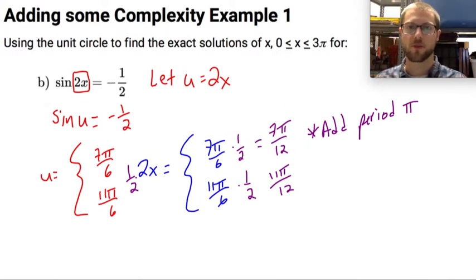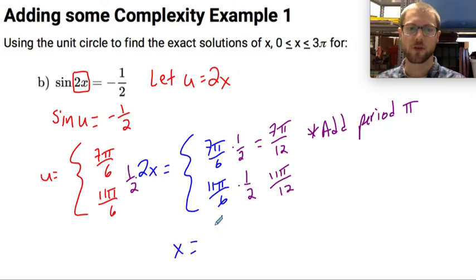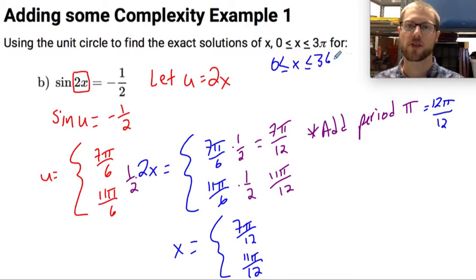So what I'll do then is hop down here, and I'm going to rewrite my two solutions, 7 pi over 12 and 11 pi over 12. And now let's add my period of pi. I'm going to just write this as 12 pi over 12, so I can start thinking with the same denominator. And you know what else I'll do too? Since I'm adding pi's over 12, I'm going to rewrite this domain restriction as 0 is less than or equal to x, which is less than or equal to 36 pi over 12. This is kind of like my maximum number. So that's just going to help me process this.